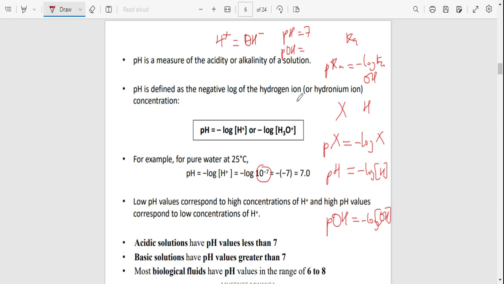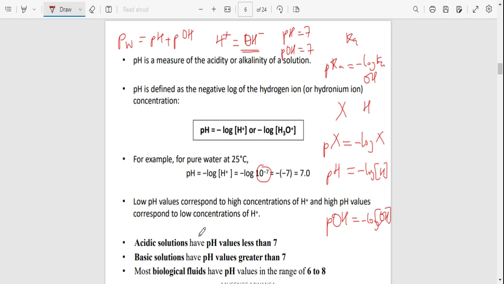That is going to be negative log, because the hydroxide concentration is also 10 to the power negative 7. That will still give you 7. So we see when we add the pH and the pOH, what you get is 14, and that is called pKw.